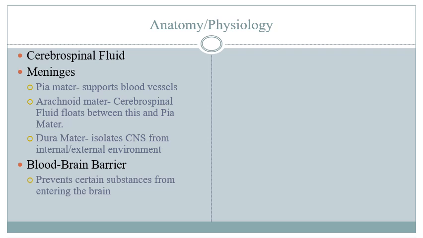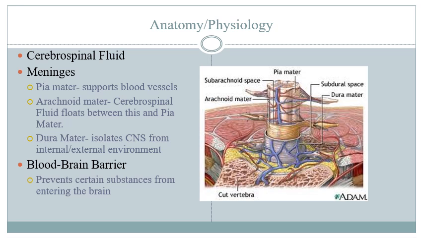So essentially, what the blood-brain barrier does is just that. It provides a barrier to prevent certain substances from entering the brain that we don't want to enter. Here is a picture showing you the meninges, and it's a pretty good picture showing the different layers, particularly relative to the spinal cord. You can see the pia mater, the arachnoid mater, and then the dura mater, and how those line up and support that portion of the nervous system.